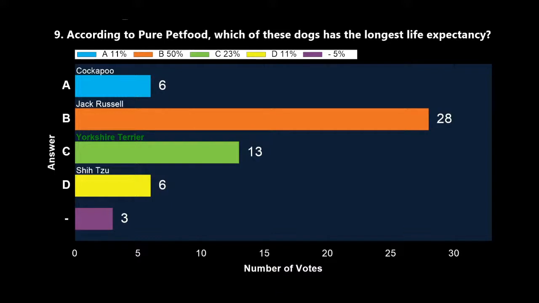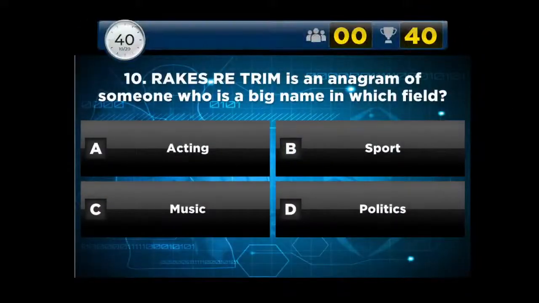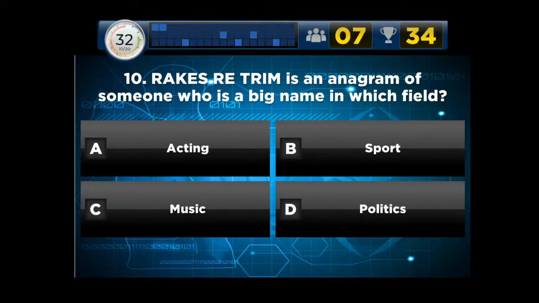On to question 10. So we're reaching the halfway stage now. So, rakes retrim is an anagram of someone who's a big name in which field? Is it acting, sport, music, or politics? Rakes retrim. That's an anagram. How good are you on your anagrams? That's a big name in either acting, sport, music, or politics. Rakes retrim.